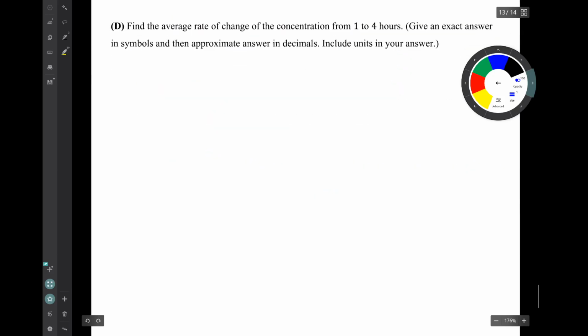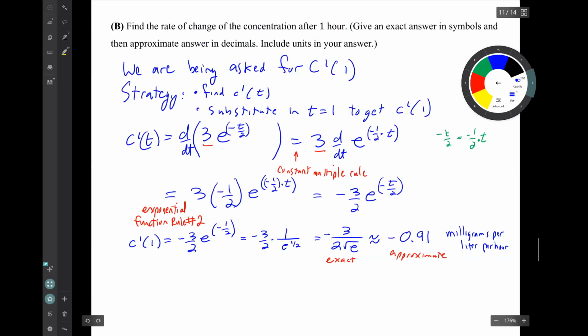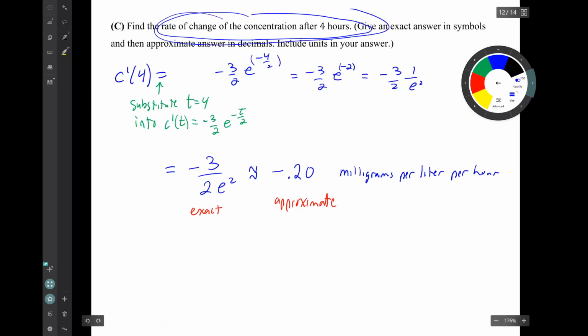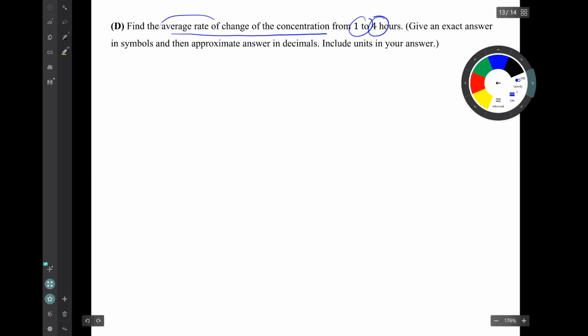Okay, let's go on. Question D. Find the average rate of change of the concentration from 1 to 4 hours. Well, notice that this question gives 2 times, and the previous questions gave just a single time. Remember, in question B, we ended up finding an instantaneous rate of change by finding the value of the derivative at 1 time. Question C, we found an instantaneous rate of change at 4 hours by finding the value of the derivative at 1 time. In question D, we're being asked for an average rate of change, and 2 times are given.